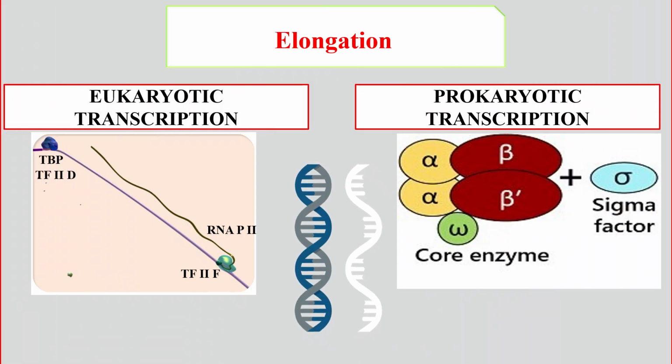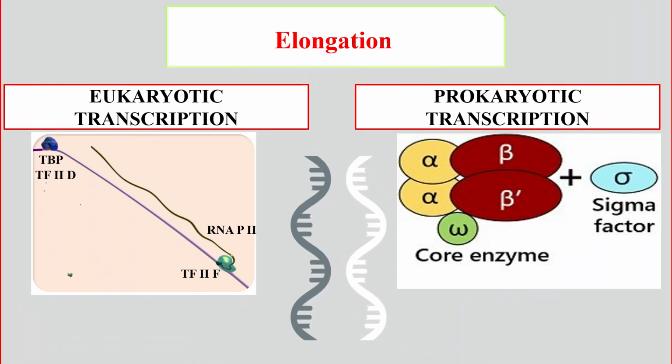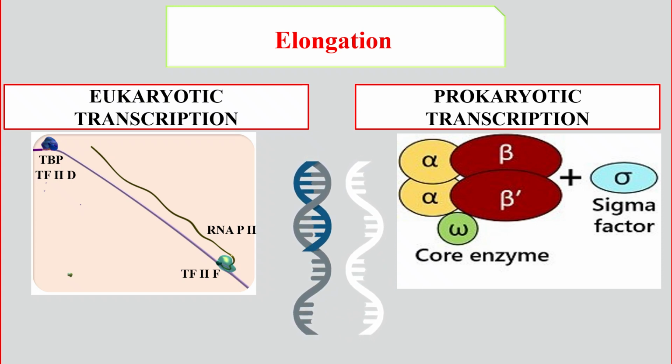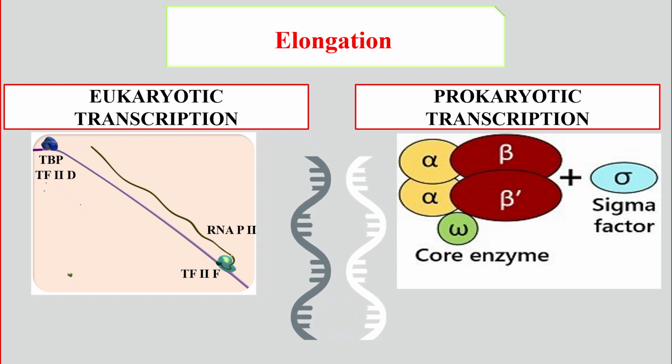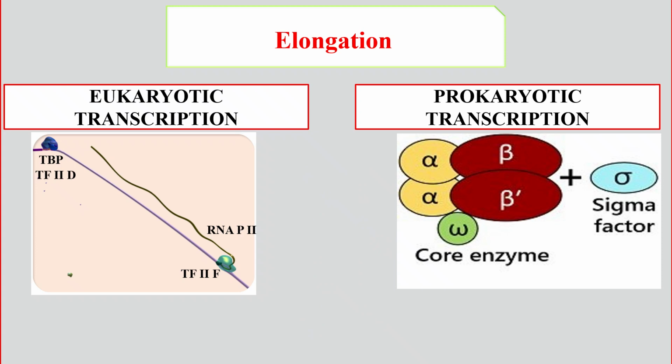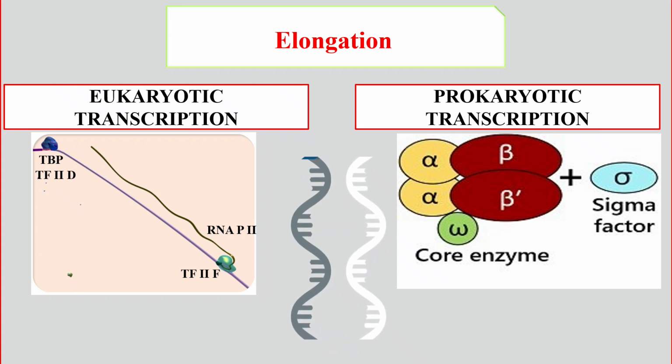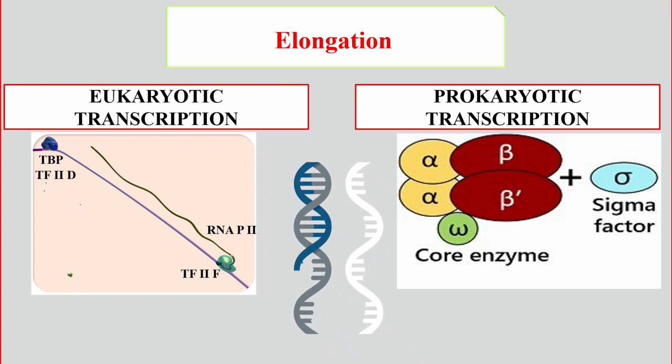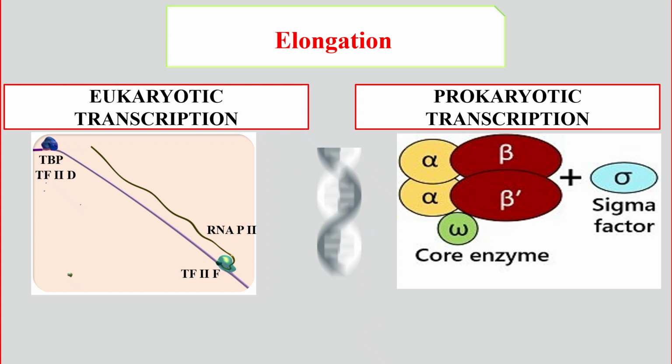The next step is the elongation step. In the elongation step, in both prokaryotes and eukaryotes, the nucleotides keep on adding, and there is the synthesis of the RNA chain. The RNA chain is synthesized as it is copied from the DNA, and it gets elongated until the termination region is reached.